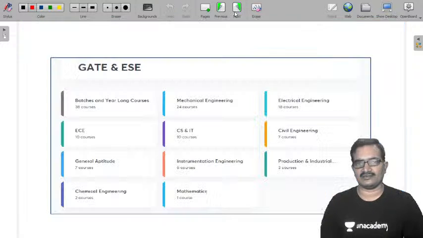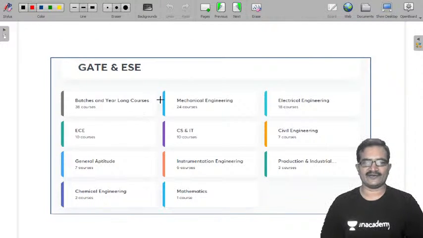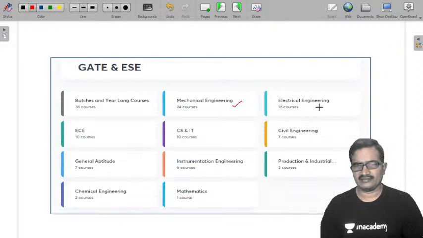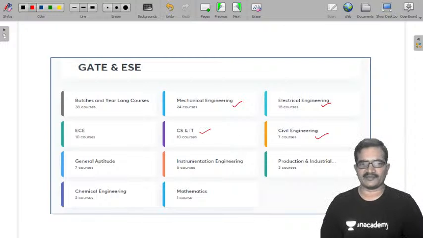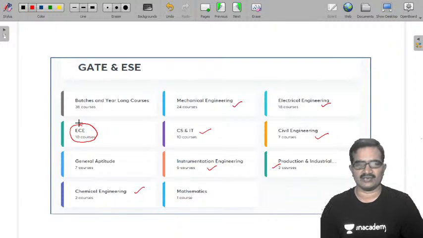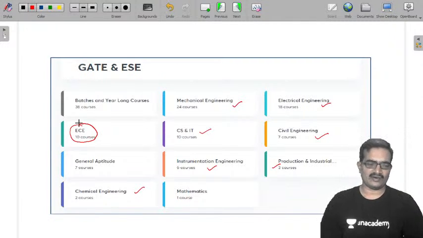Okay, now these are the different disciplines available in Unacademy for GATE and engineering services: mechanical engineering, electrical engineering, civil engineering, computer science and IT, instrumentation engineering, production and industrial, chemical engineering, and electronics and communication engineering. These are the different engineering disciplines available in Unacademy for GATE and engineering service examinations.